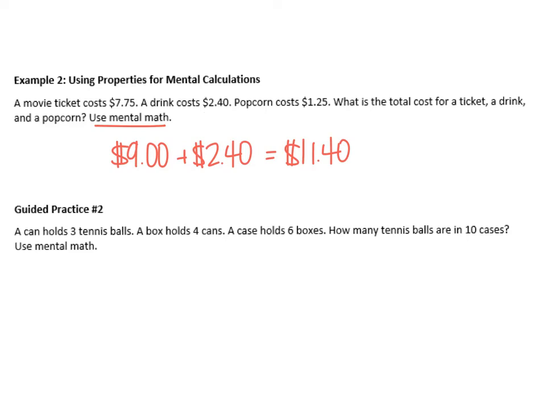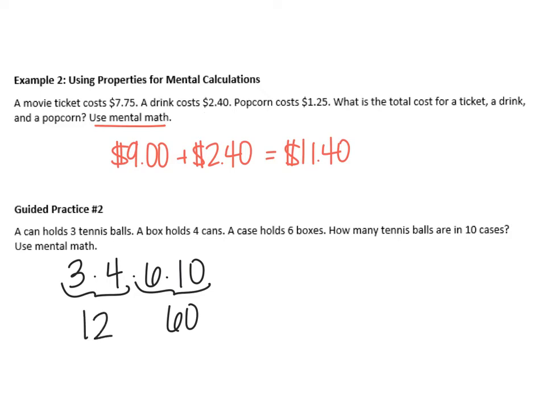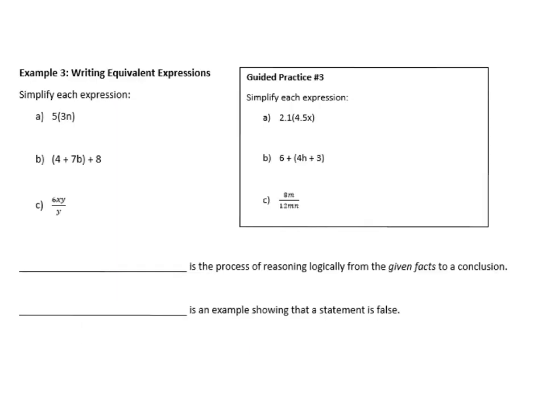Alright, so I've got 3 times 4 times 6 times 10. Well, 6 times 10 is easy, so we'll just go ahead and do that and make it 60. 3 times 4 is 12. If you do 12 times 60, you just have to do 12 times 6, which is 72, and then add a 0. So 720 tennis balls.